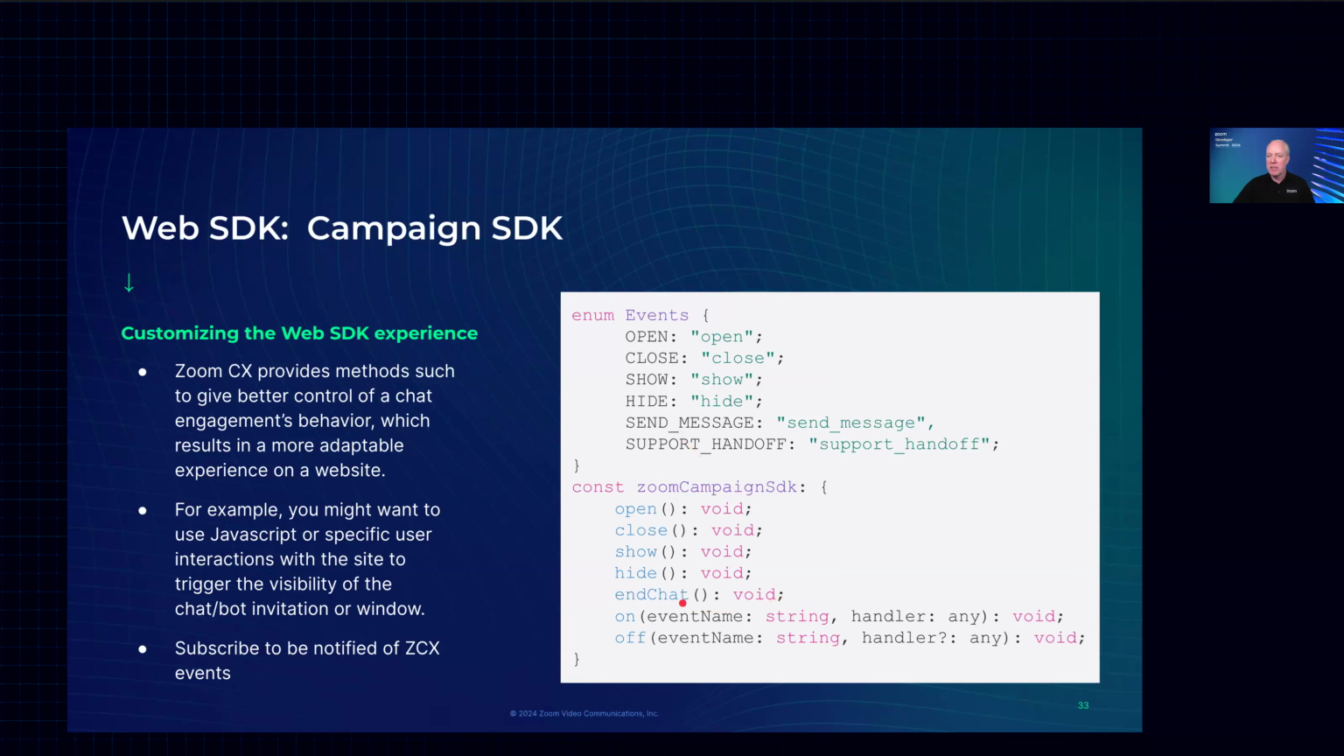At the bottom are some APIs that you can call. The Open API will allow you to programmatically open up the chat engagement window, and you can see some other examples here. This section here in the screen is totally optional, but can help you create creative experiences for your website visitors.